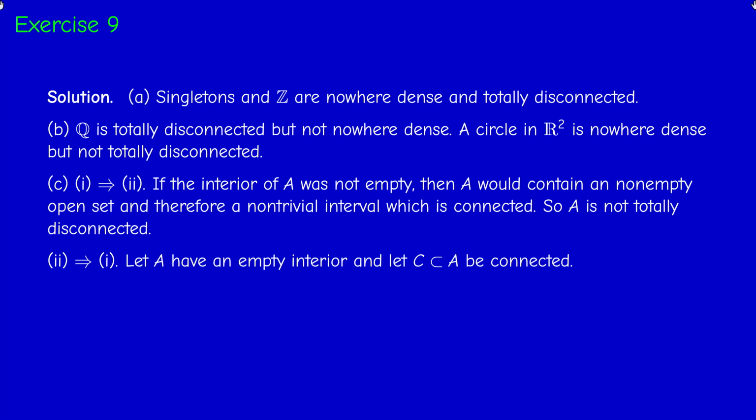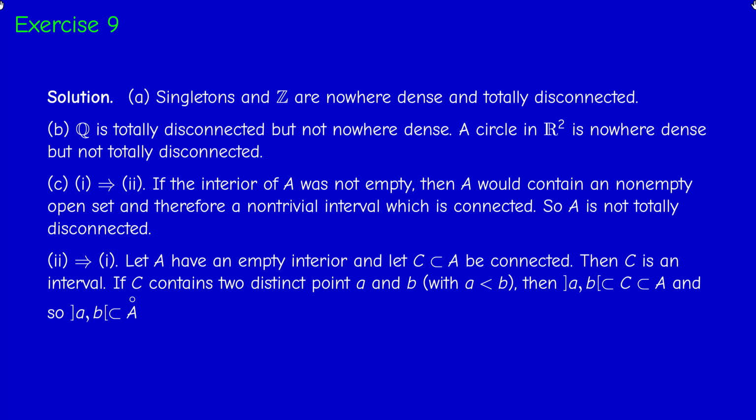Now 2 implies 1. So we assume that A has an empty interior, and we want to prove that the only connected, non-empty subsets of A are the singletons. So consider a non-empty subset C of A, which is connected. Now, since A is in R, then C is in R. Now, we know that the only connected subsets of R are the intervals of any kind.